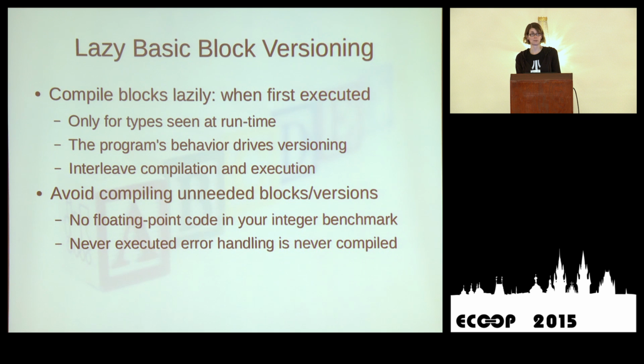So what we do instead is compile block versions lazily when they're first executed. We compile basic block versions only for the types that are seen at runtime, and we let the program's behavior drive the basic block versioning. We do this by interleaving compilation and execution. With this, we can avoid compiling basic block versions that are not needed. So we can basically guarantee that if you have an integer benchmark, there isn't going to be any floating point code generated. And if you have some code somewhere to handle cases where you have an error that throws exceptions, and the exception is never thrown, we're never going to generate that code.